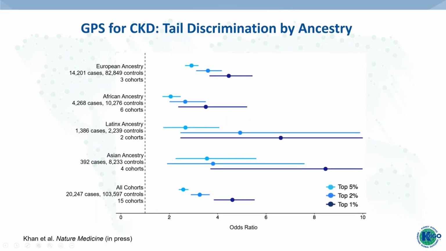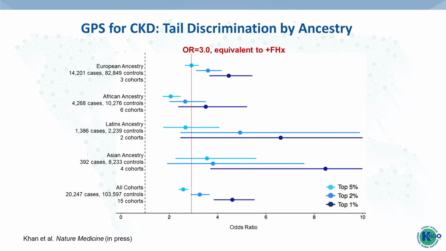Finally, we looked at the tail discrimination by different cutoffs of the top tail distribution of the polygenic score. And here I'm depicting the effects for the top 5%, top 2%, and top 1% of the polygenic risk score distribution, and that includes APOL1 by ancestry in independent testing cohorts. And you can appreciate that for the most part, in the very extreme tail of the distribution, the odds ratio for these individuals exceeds threefold increased risk, which is roughly equivalent to the risk of kidney disease in those that have positive family history.